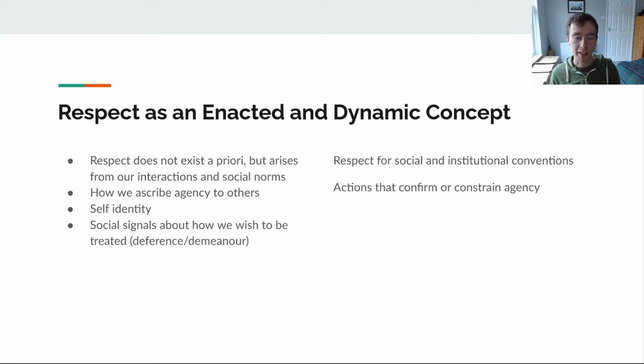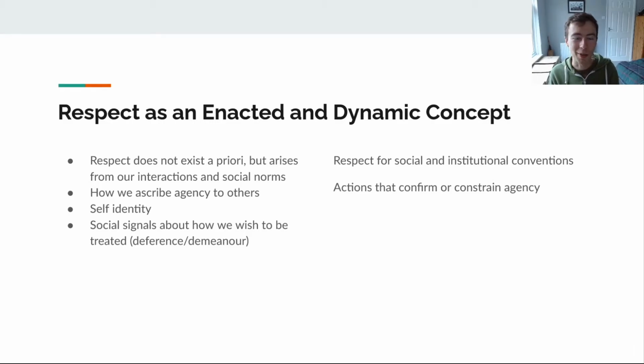Something that the previous conceptualizations of respect have had in common is that they assume that respect exists outside of humans and human society. But another way of looking at respect is as an enacted and dynamic concept, something that arises through our actions and interactions with each other and the social rules and social norms that we set in our cultures and societies. A good example of this is the way that we can ascribe or not agency to other people. So if you're talking with somebody who doesn't share a first language with you and they say something that could be perceived as an insult, you might choose to attribute that to a cultural mishap and not the speaker's agency. Or you might choose to do so and take it as the insult that it could be.